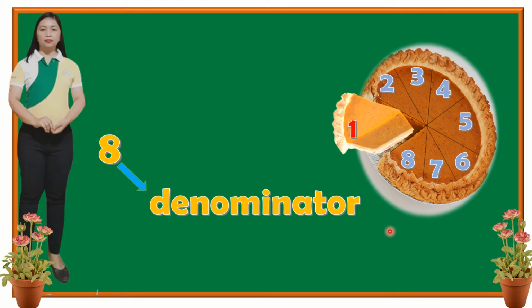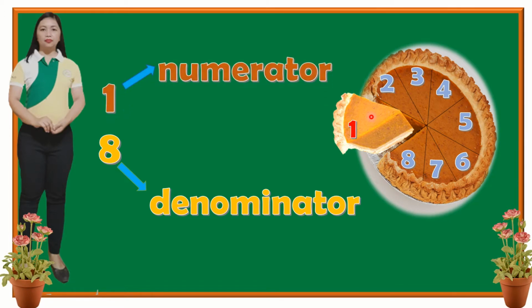And this part here, which is the 1, is your numerator. And the line between 1 and 8 is called your fraction bar.